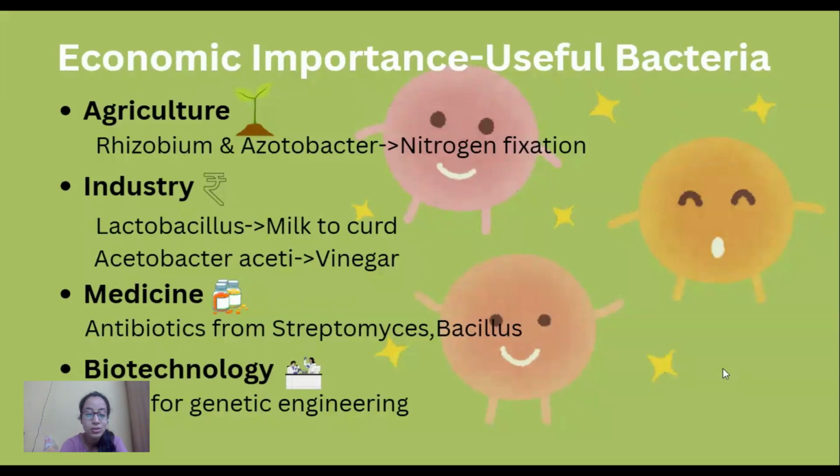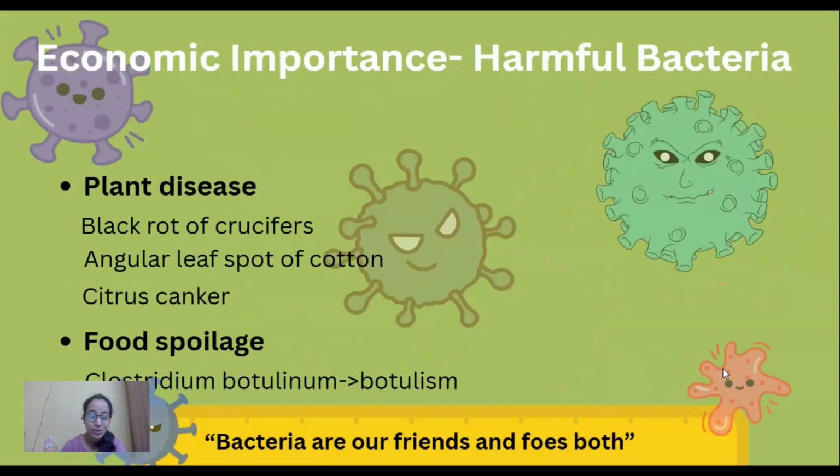Streptomyces gives us streptomycin. In biotechnology, E. coli is used to produce insulin through genetic engineering. Now, let's move on to its fourth side, right? That is the harmful bacteria. Bacteria are responsible for causing major diseases.